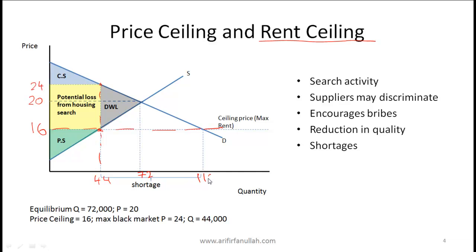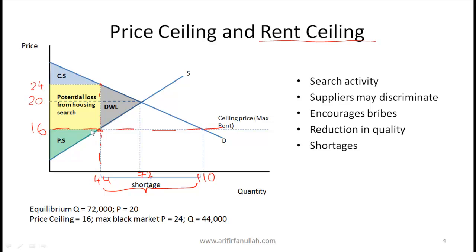So at a price of 16, the supply is only 44. The demand at a price of 16 is 110. So an immense shortage has been created. Because of the rent ceiling, what will happen? There will be a lot more search activity. People will be running around trying to find a new apartment. Because of the shortage, it might not be easy.